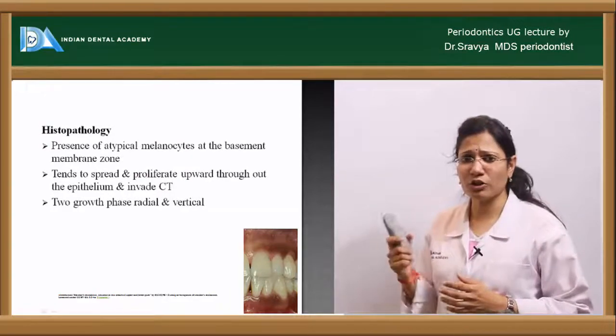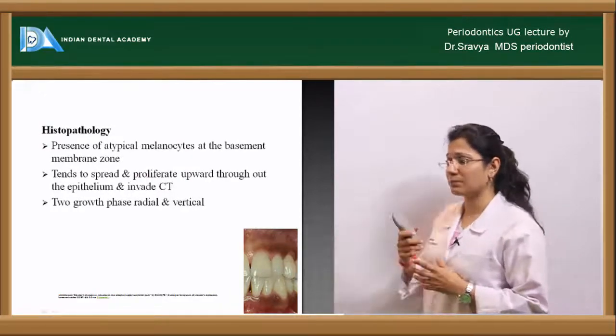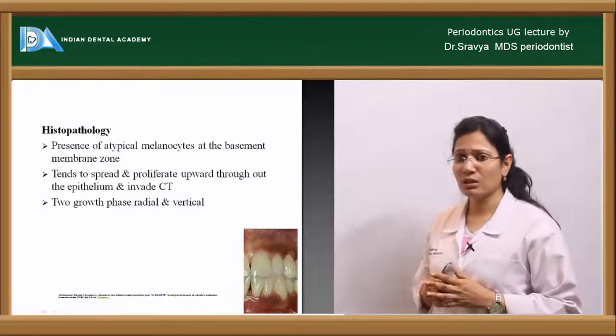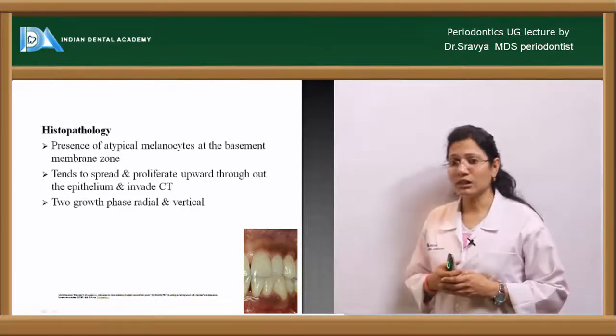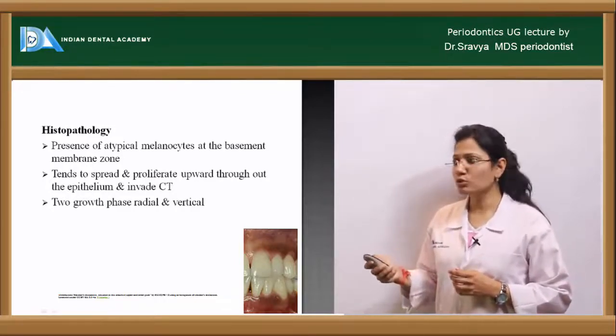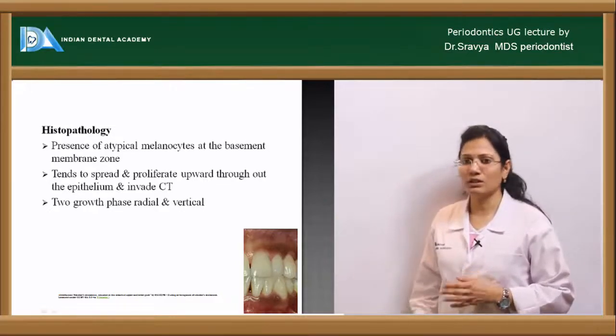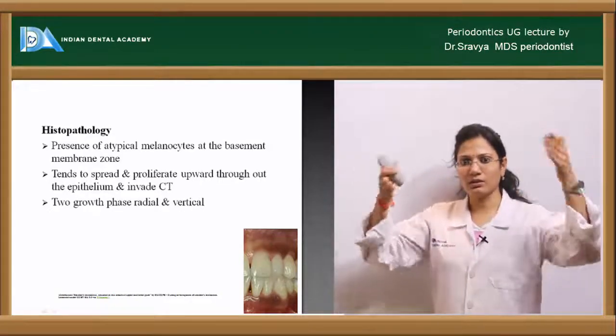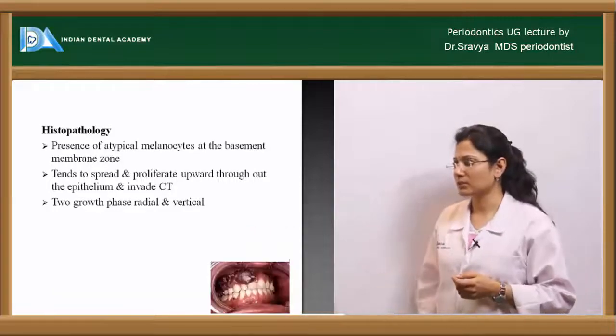If you take a histopathology, you have an abundance of atypical melanocytes at the basement membrane zone, and it tends to spread deeply into the connective tissue. It has two growth phases, radial and vertical. So it either spreads out like this or it has a vertical spread.